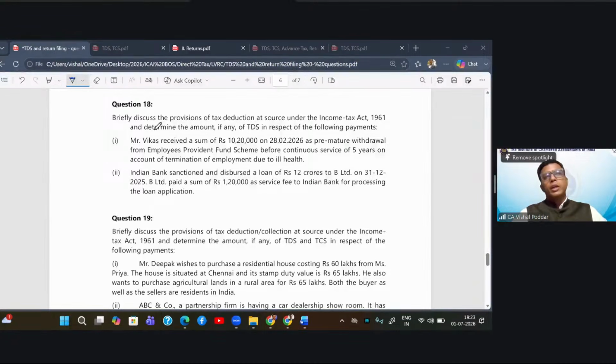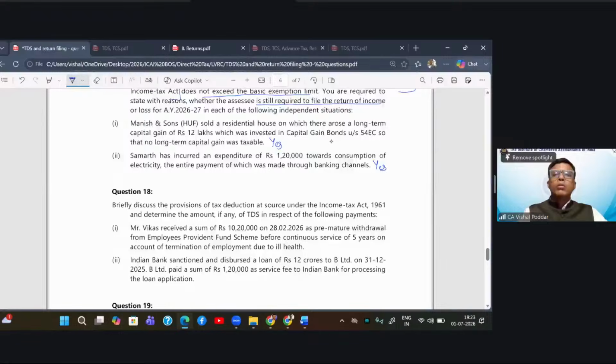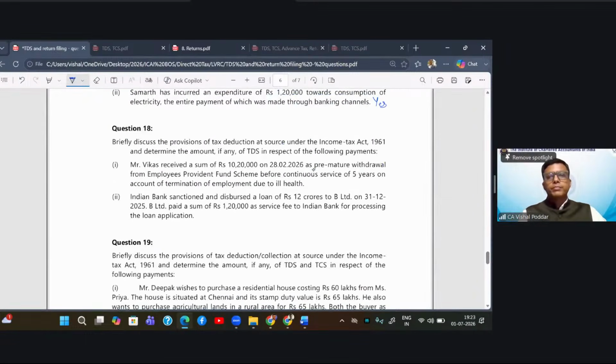Fine. Chalo. Briefly discuss the provisions of TDS. Again, same question. Now, Mr. Vivek received a sum of rupees 10 lakhs 20,000 on this date as a premature withdrawal of his employee provident fund. That too before 5 years of service. Why? Because he fell ill and because of that he had to leave the job, and in such cases he had to withdraw. Correct? Now the question is whether TDS is applicable. First question, which section?